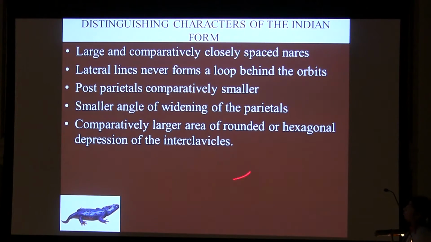So this is, in short, a combination of the characters that I have used to identify the Indian form: orbits that are large and comparatively closely spaced compared to its European and North American counterparts. Lateral lines that never form a loop behind the orbits. Postparietals, though the shape varies quite a bit, are comparatively smaller than in the other Metoposaurids. The angle of widening of the parietals is smaller compared to the others, and a comparatively larger area of rounded or hexagonal depression of the interclavicles, which is not really included in this part of the study.